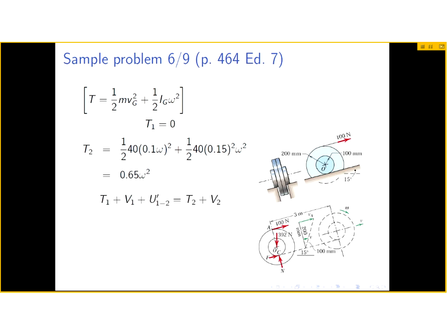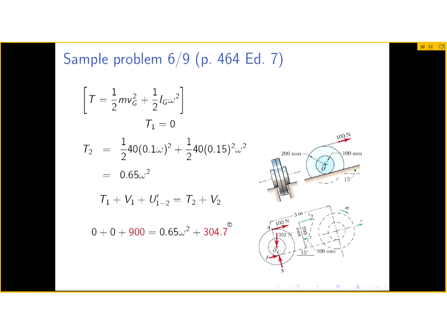So the next step is then to apply this energy equation that says that T1 plus V1 plus the work done between time 1 and 2 must be T2 plus V2. In other words, the kinetic energy plus the potential energy initially plus the work done by all forces other than elastic and potential forces over the interval from 1 to 2 must be the same as the kinetic energy plus the potential energy at the end of the interval.